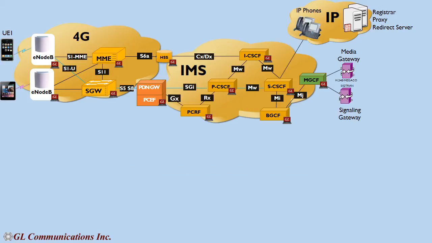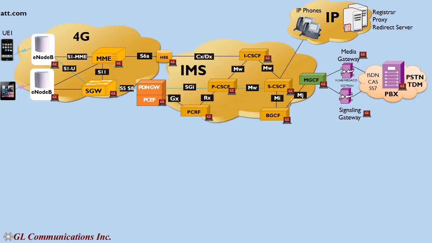Signaling Gateway. The signaling gateway interfaces with the signaling plane of the CS. It transforms lower layer protocols such as SCTP, which is an IP protocol, into MTP, message transfer part, an SS7 protocol. This allows it to pass ISUP from the MGCF to the CS network.